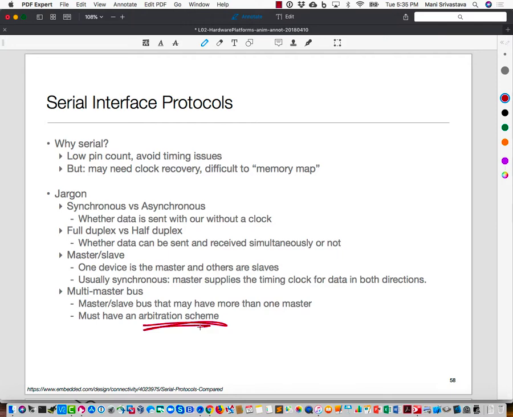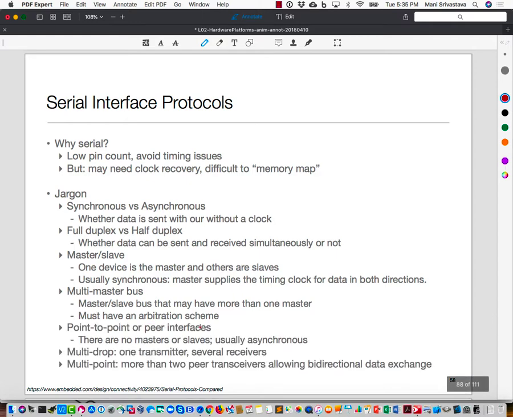So some arbitration is needed. That CAN bus that I had mentioned, which is used in vehicles, is an example of it. There are many computers in a modern car. In fact, a modern car, even low-end ones, have close to 100 different MCUs, and they are talking to each other and sharing that one CAN bus. So all this magic has to take place out there.